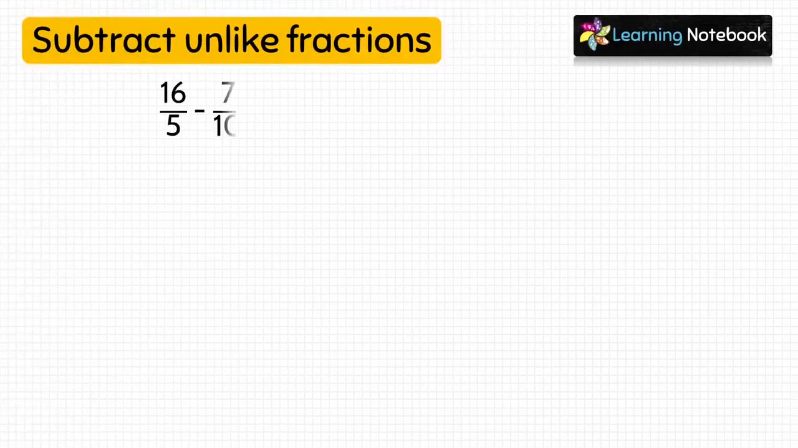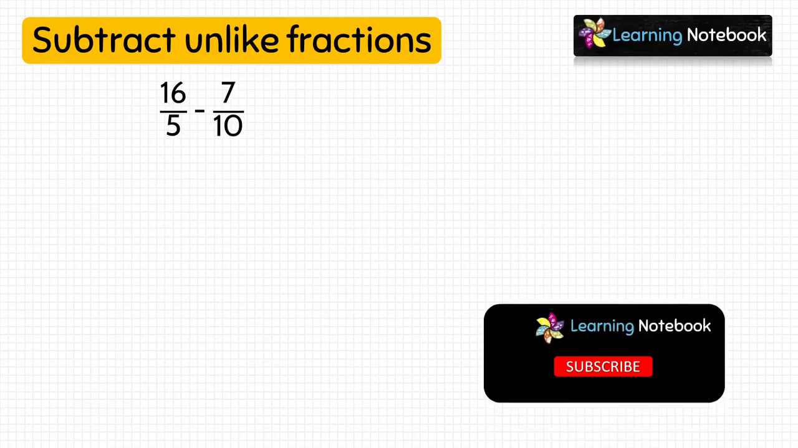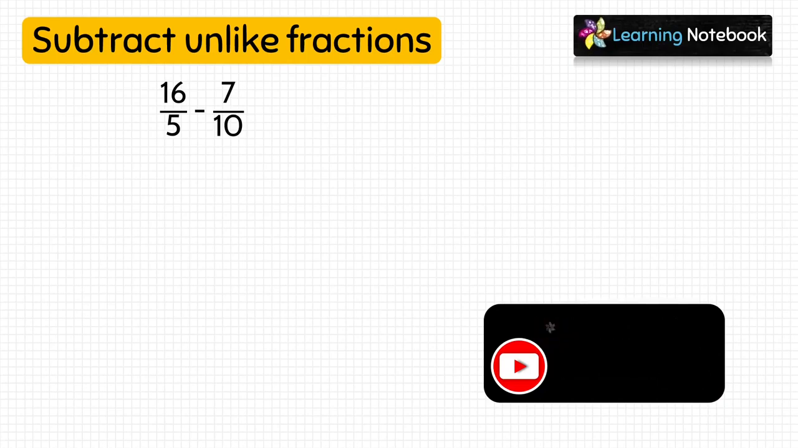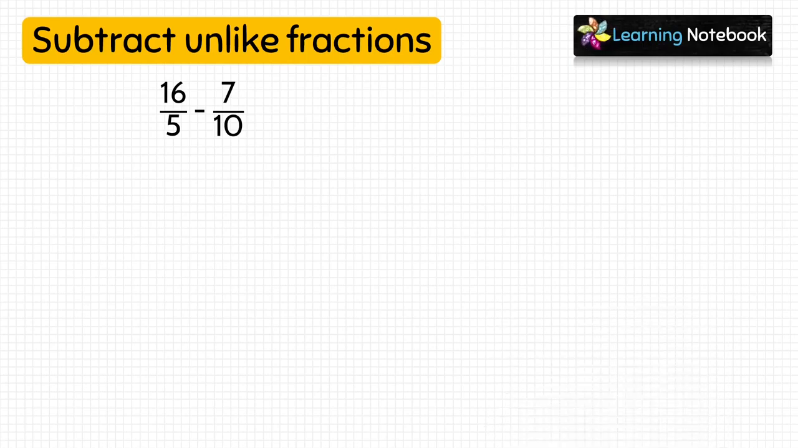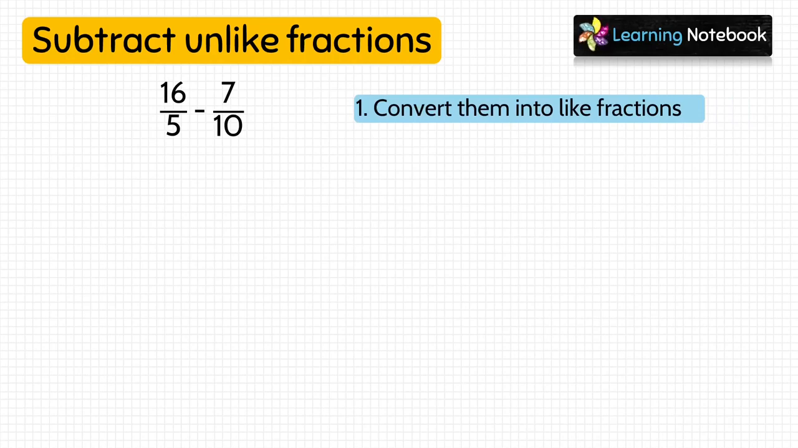Now let's see how to subtract unlike fractions. Question is 16 by 5 minus 7 by 10. So here students, again to subtract these two unlike fractions, we first need to convert them into like fractions. And for this, we have to find the LCM of their denominators. So LCM of 5 and 10 is 10.